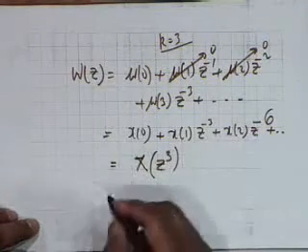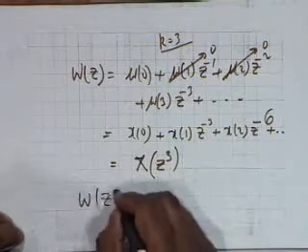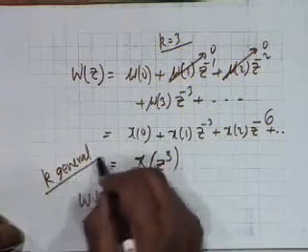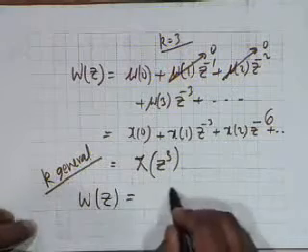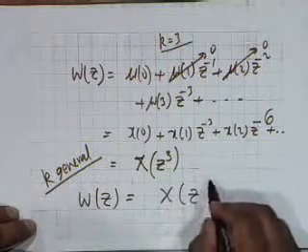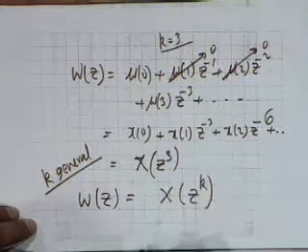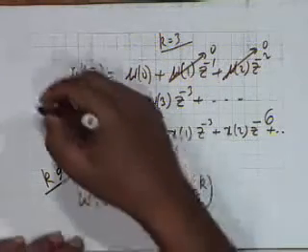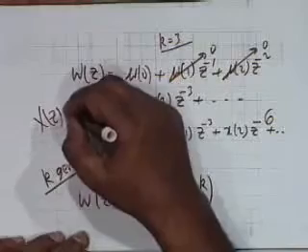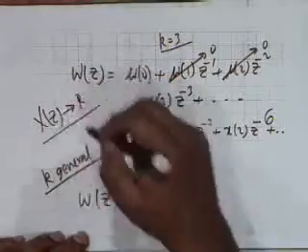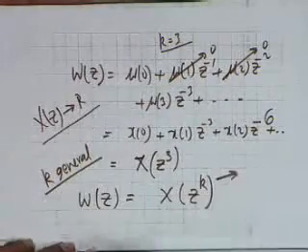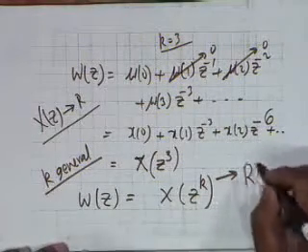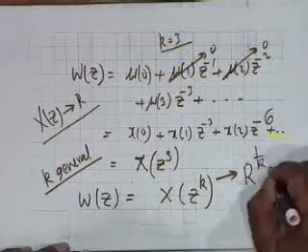And in general, it is not difficult to say that if k is a general quantity, then it would be simply x of z to the power k. What about the ROC? If x of z has ROC R, then what is the ROC of this? R to the power k? Not k. 1 by k.